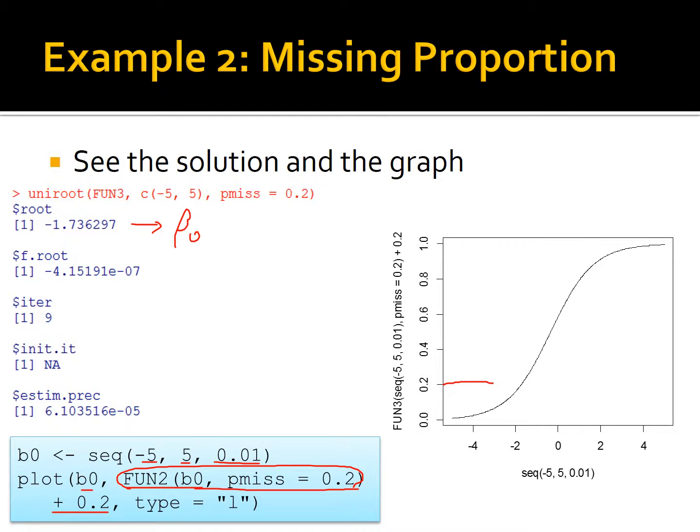So you could see that I draw the horizontal line at 0.2 over here. I see that beta 0 is negative 1.736, such that the proportion of missing is 0.2.